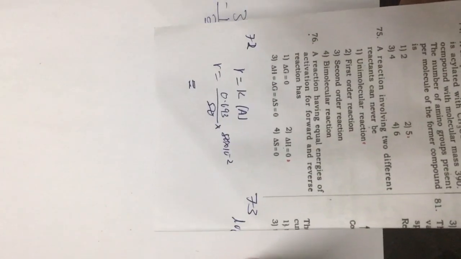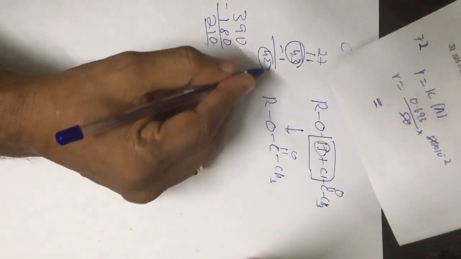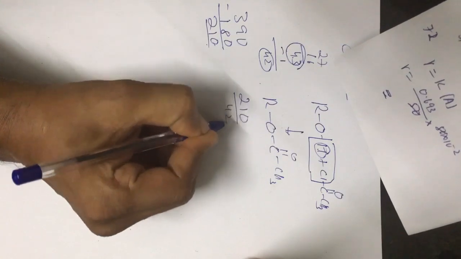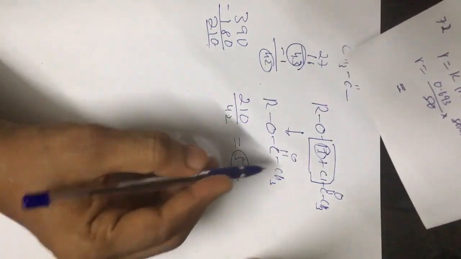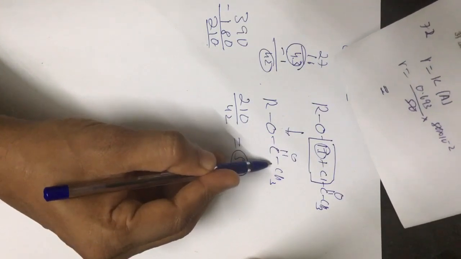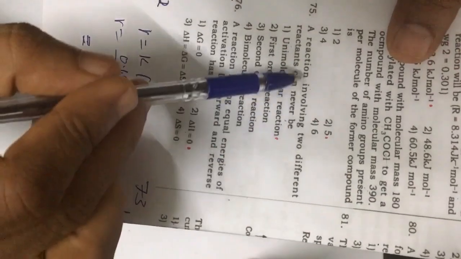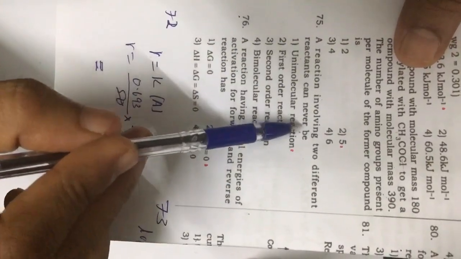Now see, 210 divided by 42 means 5. So we are introducing 5 CH3CO groups. That means in the original compound there were 5 OH groups. So the correct answer is 2. Question number 75. A reaction involving two different reactants can never be a unimolecular reaction.